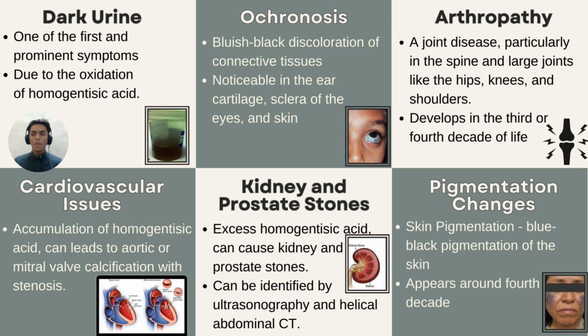The last symptom is skin pigmentation. This is similar to ochronosis. As individuals with alkaptonuria age, the accumulated pigment can become visible in the skin. It gives the skin a characteristic blue-black or grey-brown appearance.